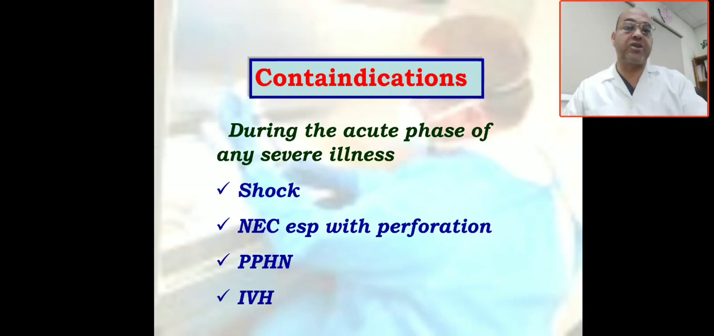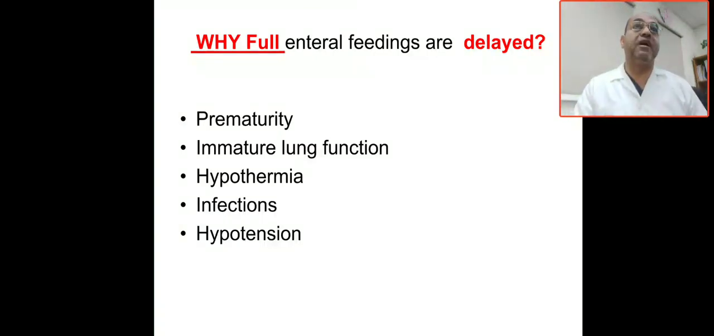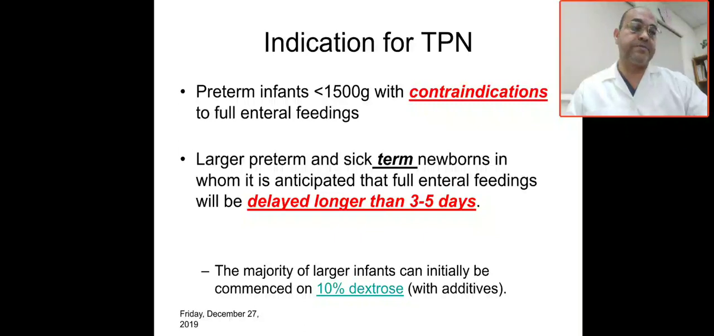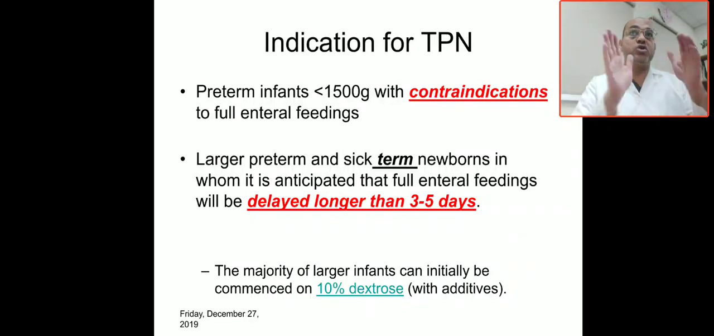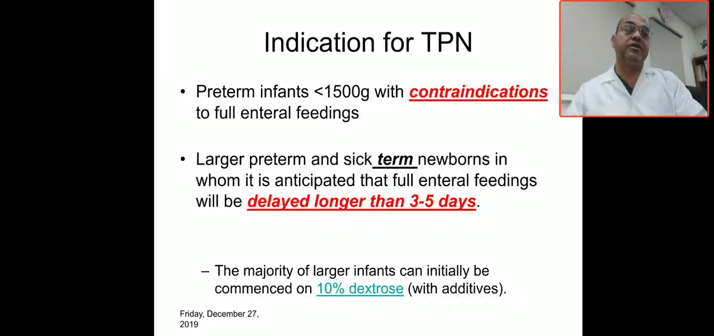So why are full enteral feeds delayed? As we mentioned, hypotensive baby, septic baby, and hypothermic baby. If there is prematurity, you have to start the parenteral nutrition. Another indication: preterm infant less than 1.5 kg with contraindication to full enteral feed. Contraindications: hypoxia, hypoperfusion, hypotension on maximum inotropic support, hemodynamic instability, or the baby having hypothermia.